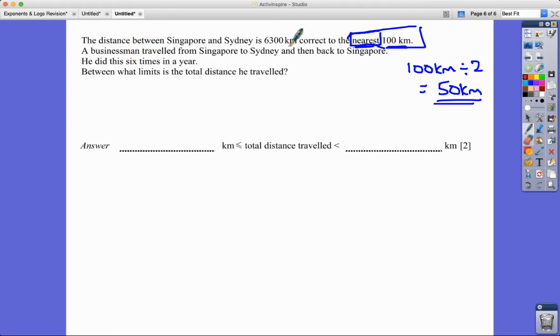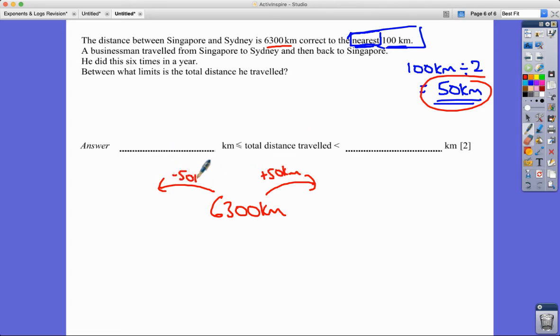It says that this person went 6,300 kilometres to the nearest 100 kilometres. So to get the upper and lower bounds, we take this and we add and subtract it. So I'm going to add 50 kilometres, and I'm going to take away 50 kilometres. And that is going to provide me with my upper and lower bounds. My lower bound, my upper bound. I've got 6,250 here and I've got 6,350 here.